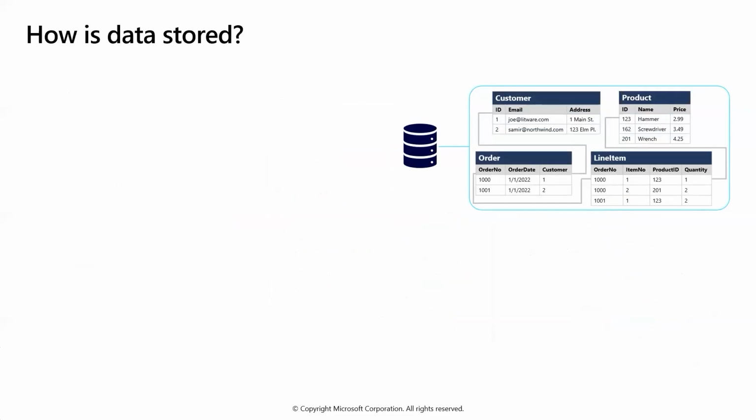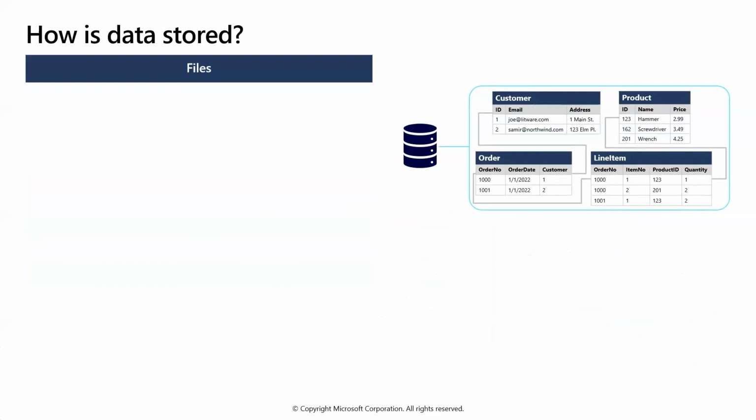How is data stored? Okay, so let's understand the storage of data. Basically, there are multiple types of formats which you can use to store your data. It could be saved in the form of files, or it could be saved in the form of databases. We'll see about databases as we go ahead. Let's talk about the file formats first.